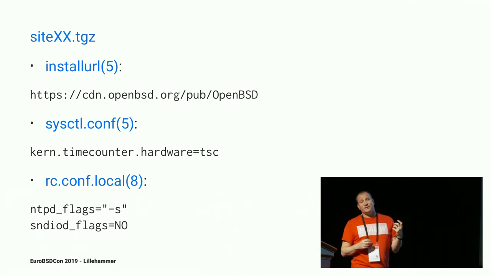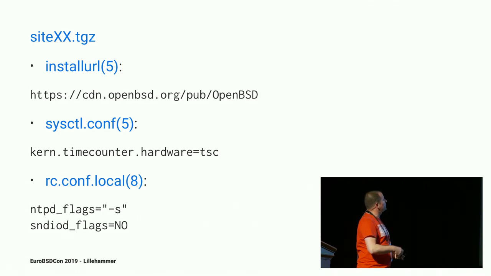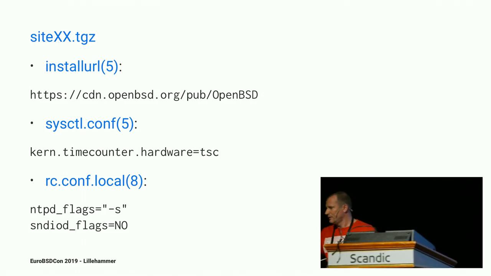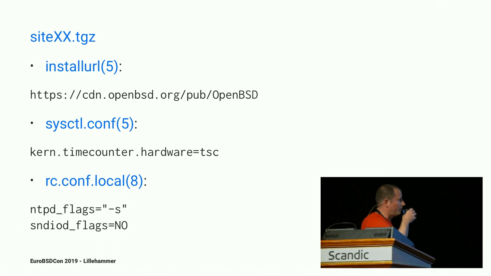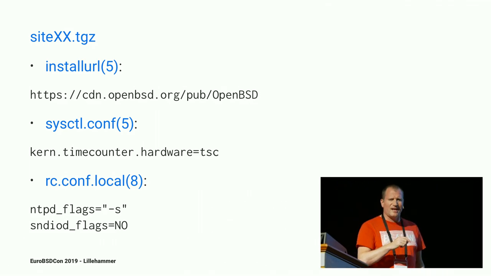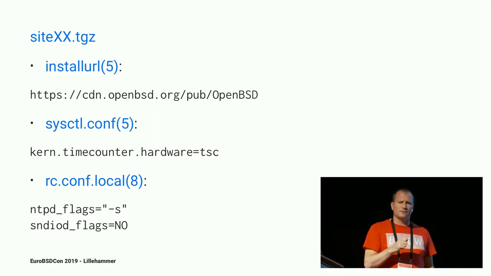Then I'm using site.tgz to actually do some pre-configuration that makes it easier for you, makes it easier for me. So it sets the install URL to cdn.openbsd.org. And it also changes the clock. Is it a format or a method, how do you call that clock? The hardware? The source of the time counter for the kernel. Okay, the source of the time counter of the kernel. Okay. And the reason why we're doing this is because the default is something something?